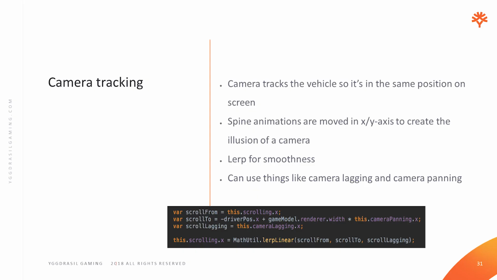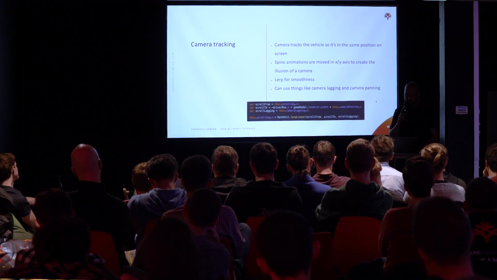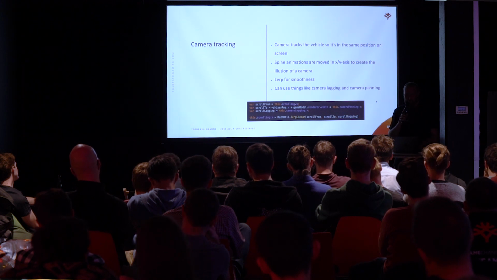We also did camera tracking. The camera tracking works by moving the Spine animations in the opposite direction of the vehicle. So when a vehicle drives right, we move the Spine animations to the left. We also use camera lagging and camera panning.